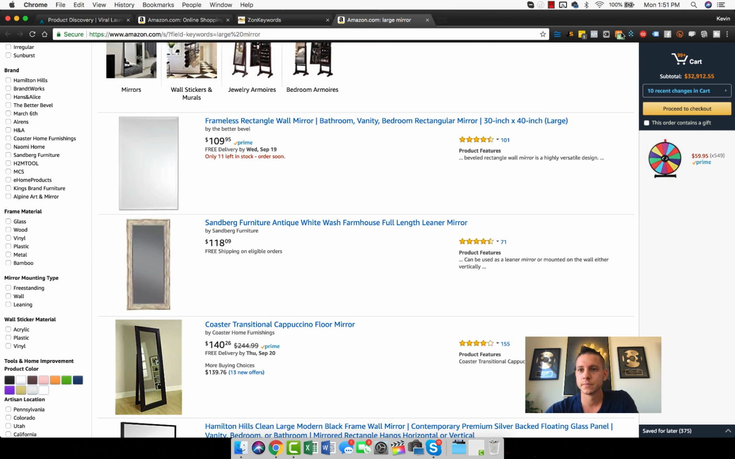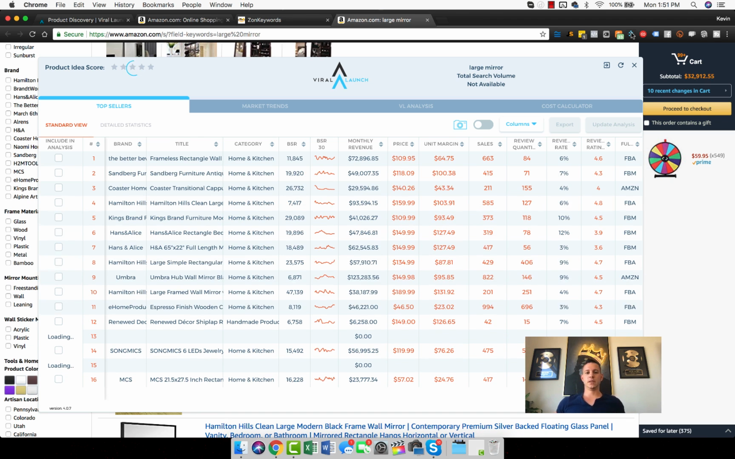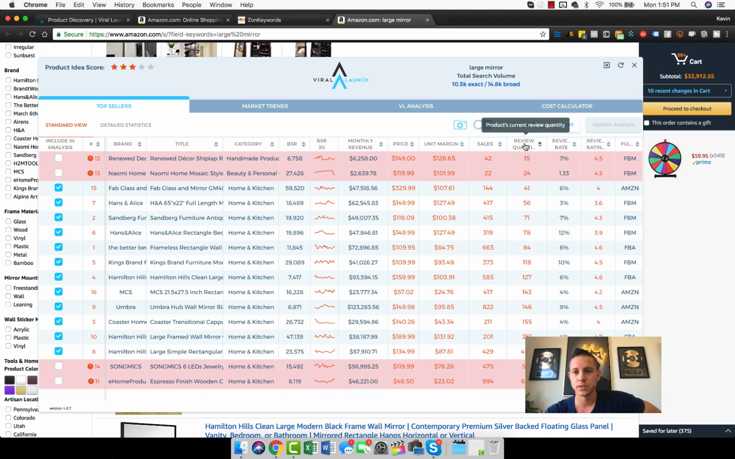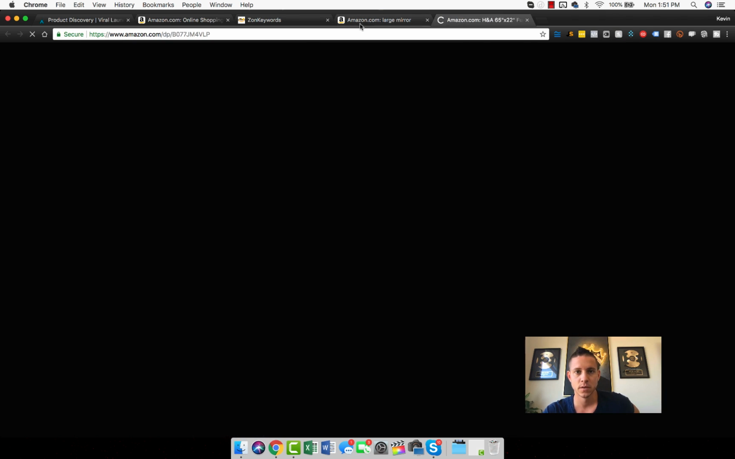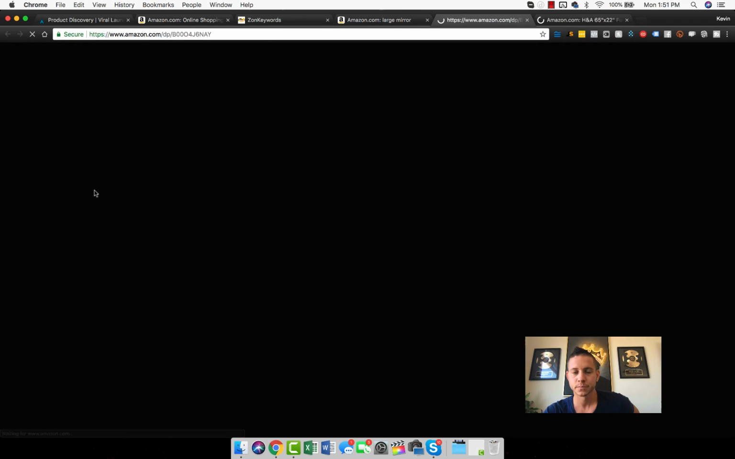Large mirror. This is an example of a product that a lot of people would probably be scared to sell, which would probably make it easier to get involved in. And obviously, we see that the revenue is completely insane, and the review quantity is actually quite low, right? The average is probably around 100 or so. If we sort by review quantity, we see $6,200 with 15 reviews. We see $62,000 with 56 reviews, right? So this is absolutely insane. This one's absolutely insane also.